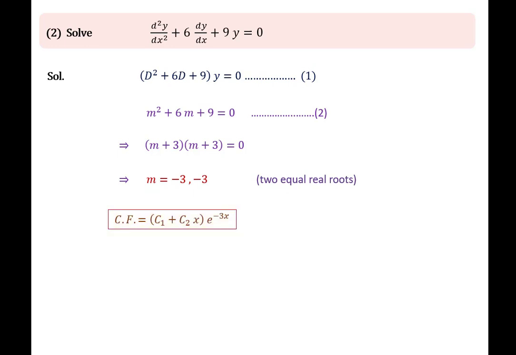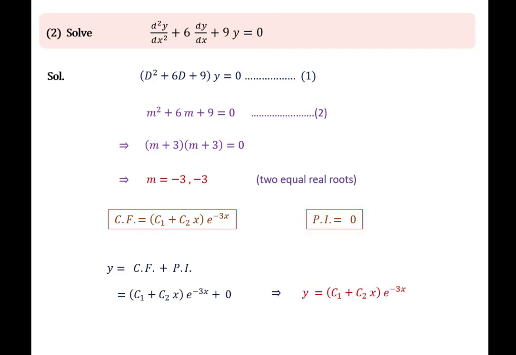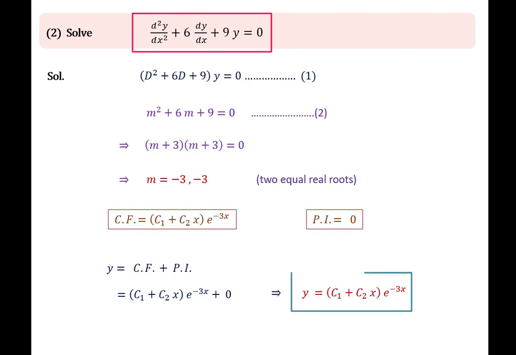The right hand side of the given differential equation is 0. So the particular integral will be equal to 0. Therefore, the general solution of the given differential equation is y is equal to (c1 plus c2x) into e power minus 3x.